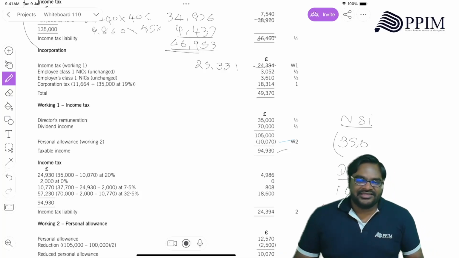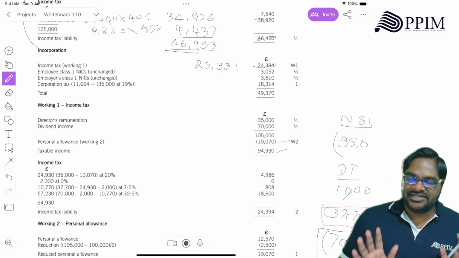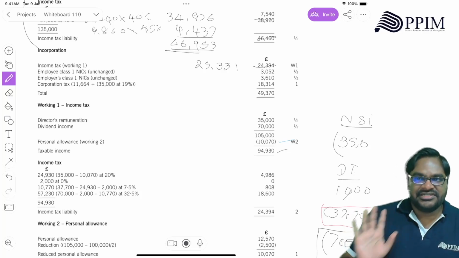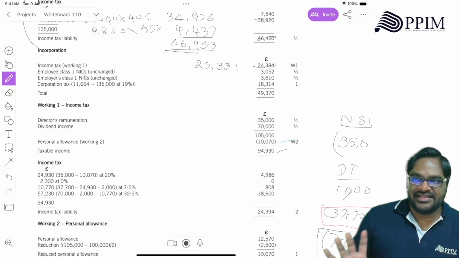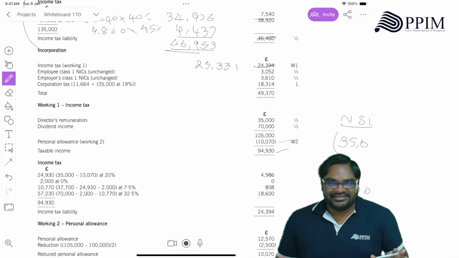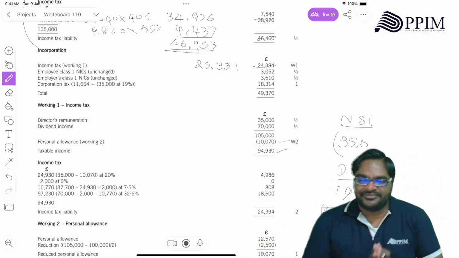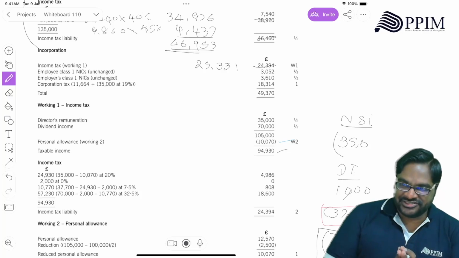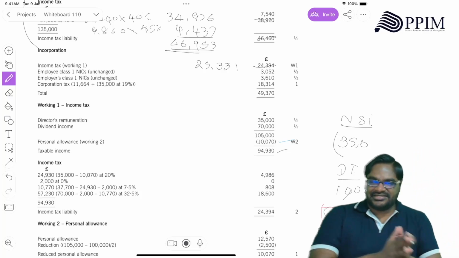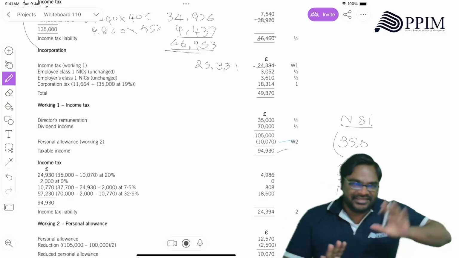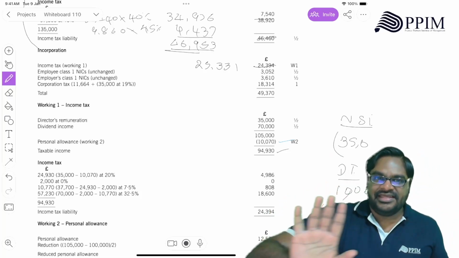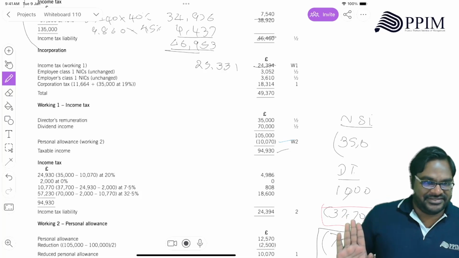Class 1 employee and class 1 employer is calculated based on what? In this question, based on salary. Only salary is there. No other source of income is there. So if it is your exam, these figures should not change. Clear? Because the NIC values will be based on your rates. So in your exam, you can take the same values given by the examiner.